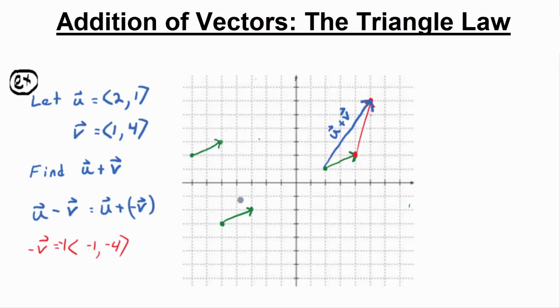So, okay, what I do is I take the tail of negative v and put it on the tip of u. So I'll do that in red right here. And then from there, I go left 1 and down 4. Does that make sense? Left 1 and down 1, 2, 3, 4. And notice it will look like an exact copy of what we have over here, except headed in the opposite direction.